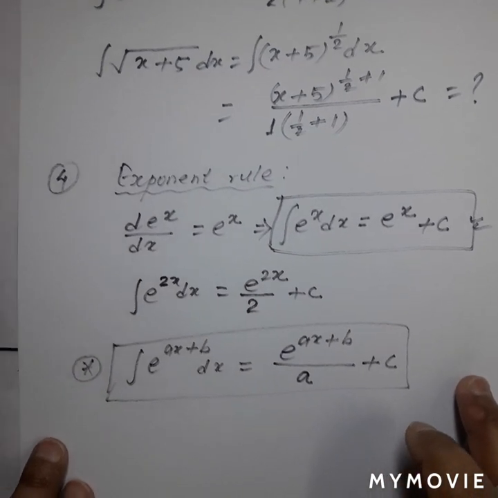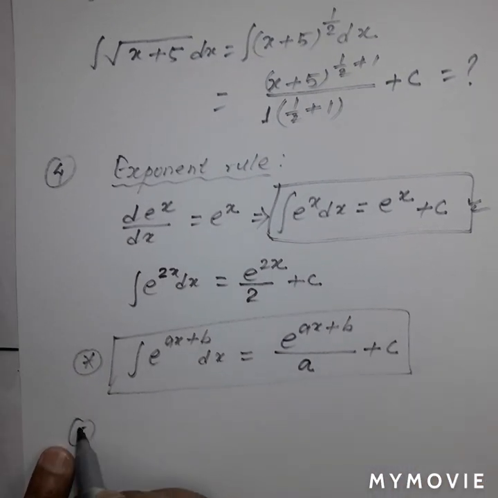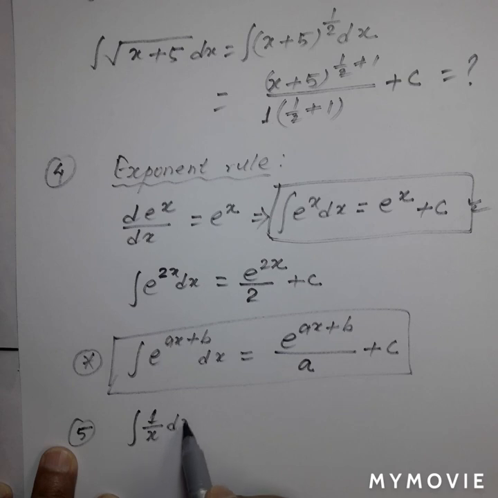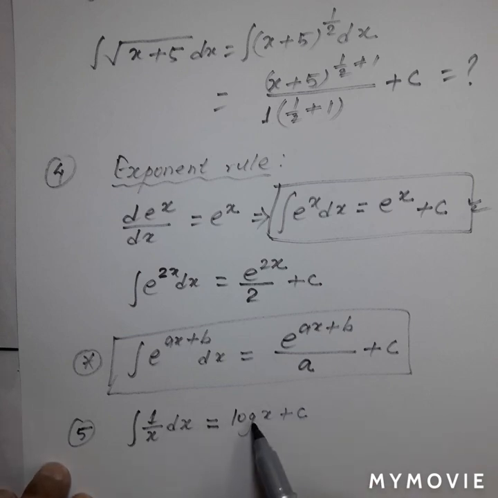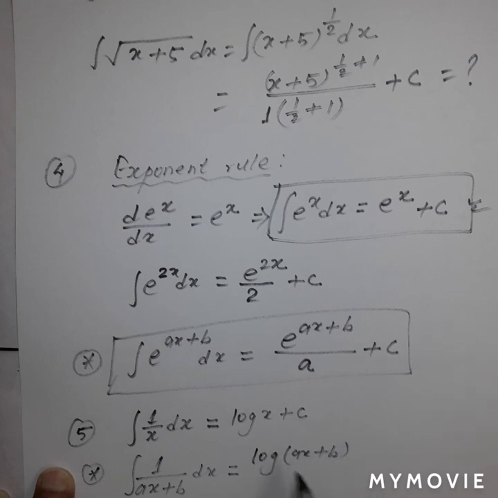Now students, one more formula related to log. If you have 1/x dx, then it is log x + c, because the derivative of log x is 1/x. That's why the antiderivative of 1/x is log x + c. Similarly, this formula can be made in this form. If you are given 1/(ax+b) dx, what is its integration? It is log(ax+b), and here also we need to divide by the constant a, plus c.